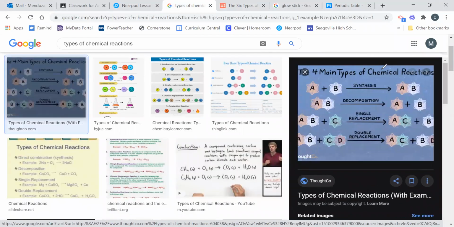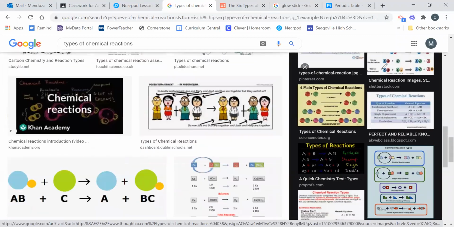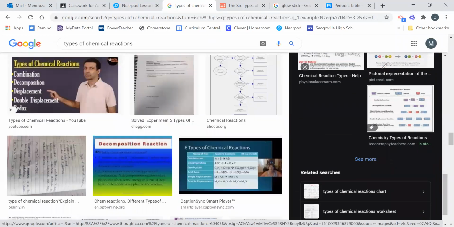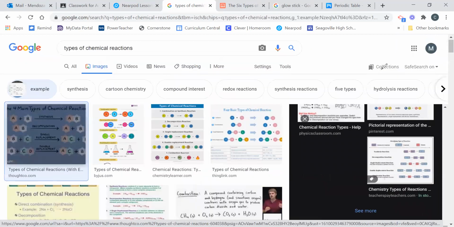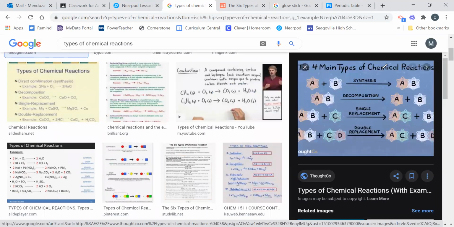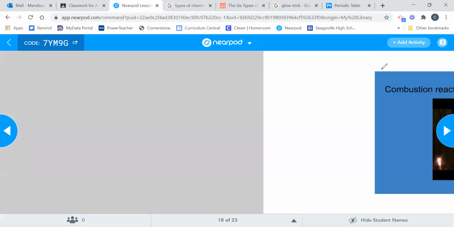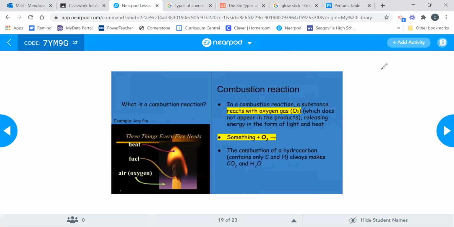So in the other class, they found this picture to be very helpful. And I think you will find it very helpful to look at the pictures that they have here. There's a lot of pictures that you can see. But the main thing that you need to get out of this is the different types of reactions. You need to be able to differentiate, which is the main thing that we're trying to do, is figure out the different types of reactions.